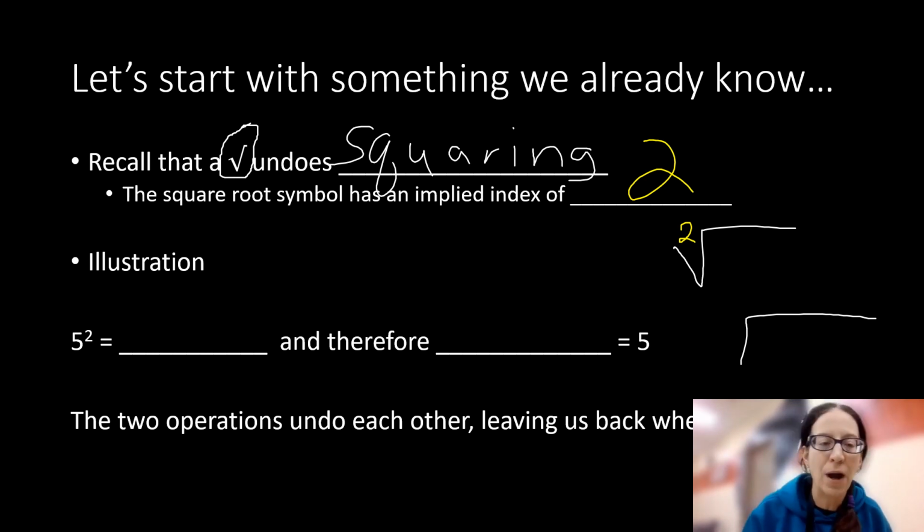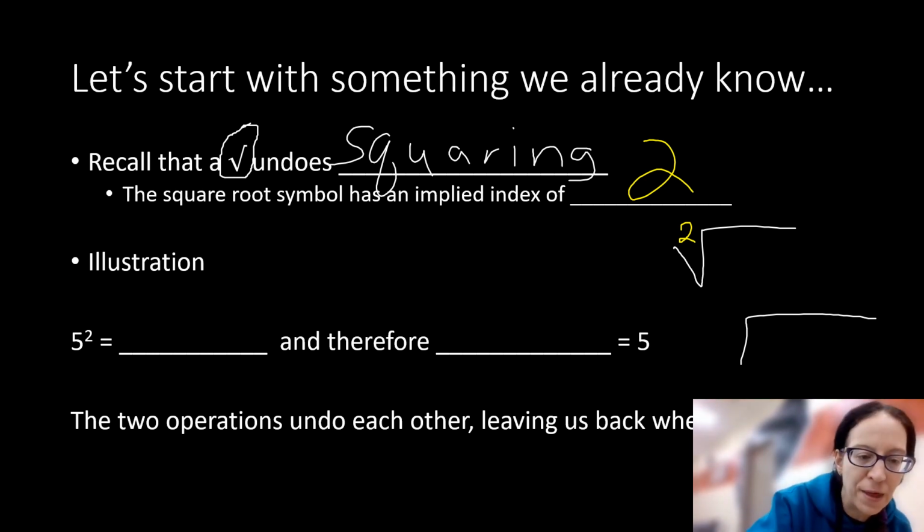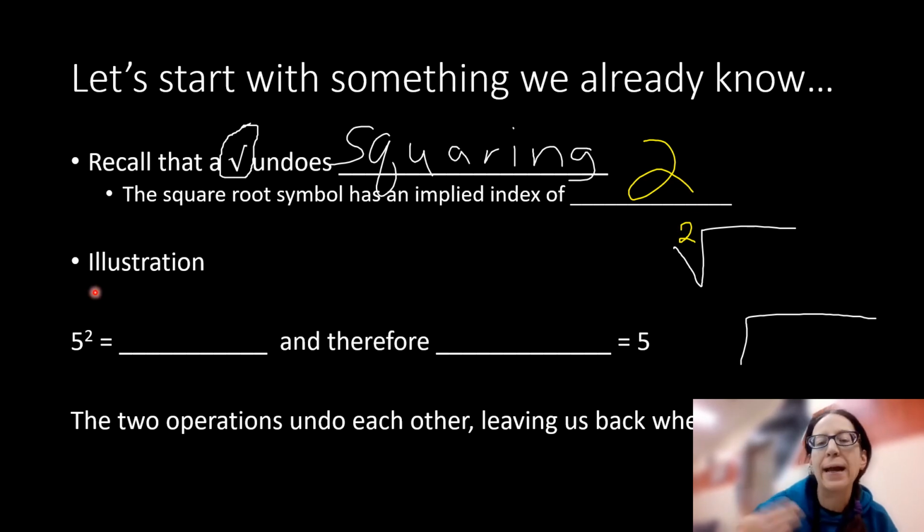Now, where does that 2 come from? Well, it comes from this right over here where you've got 5 squared. And remember that squaring raises something to a power of 2. Therefore, a square root undoes the squaring. And so that little 2 is just telling you this is what it undoes. It's called a square root.